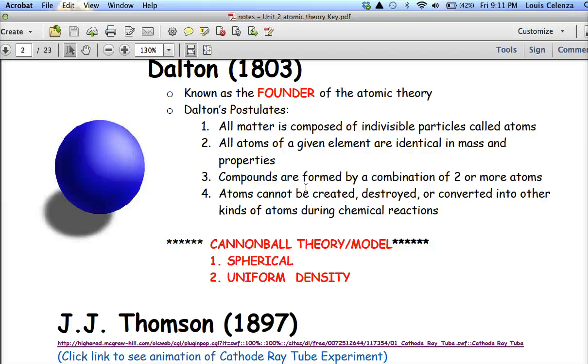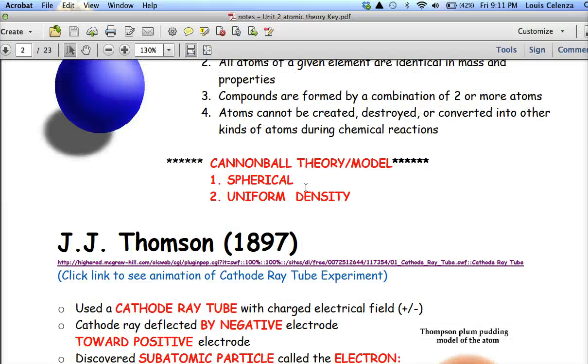So basically, to sum up his theory, which became known as the cannonball theory, he said that atoms were spherical. Look at this diagram here. And they had a uniform density.